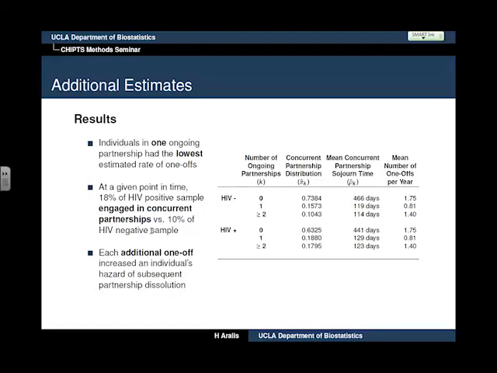We don't see too large of differences when it comes to the mean concurrent partnership time, but on average, people in a state of no ongoing partnerships remain there for a rather long time, over a year and a half, relative to people who are in states of one or two or more partnerships, who remain in that state for closer to 120 days. You can eyeball those differences, but did you also test between the negatives and positives?